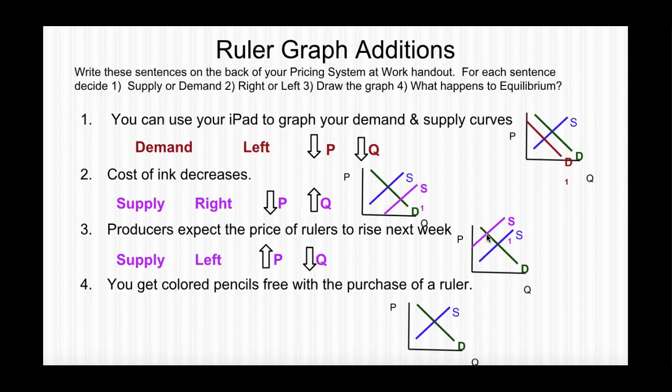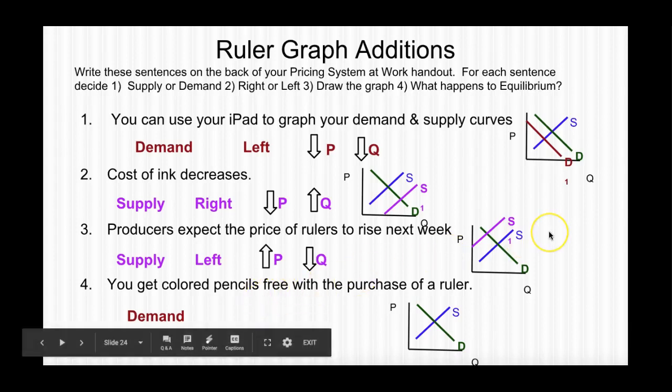So this is telling me that this is a demand issue. I'm going to buy rulers and colored pencils. And if I get colored pencils for free with the purchase of a ruler, what happens to my demand for rulers?